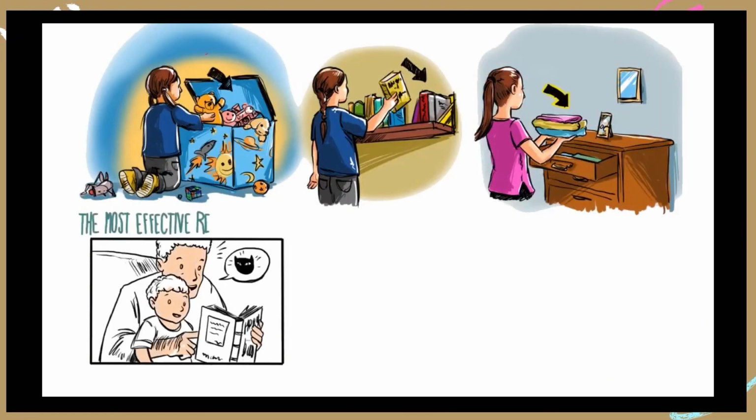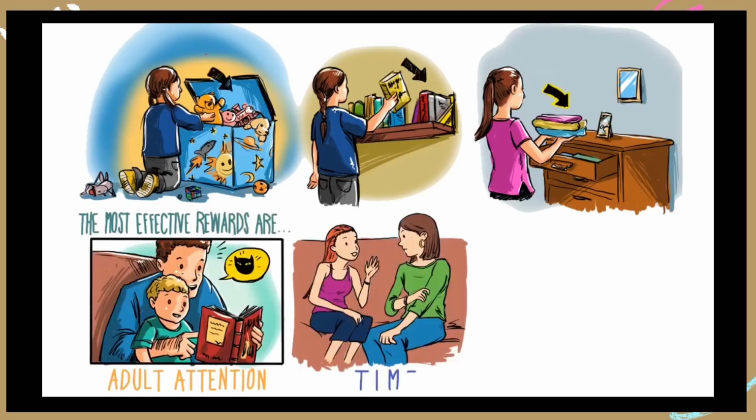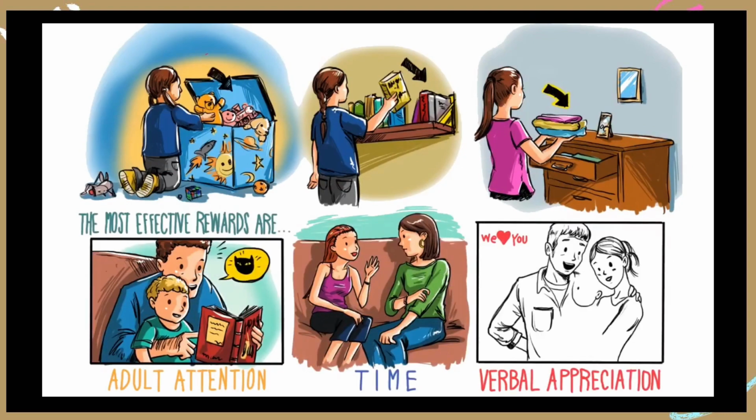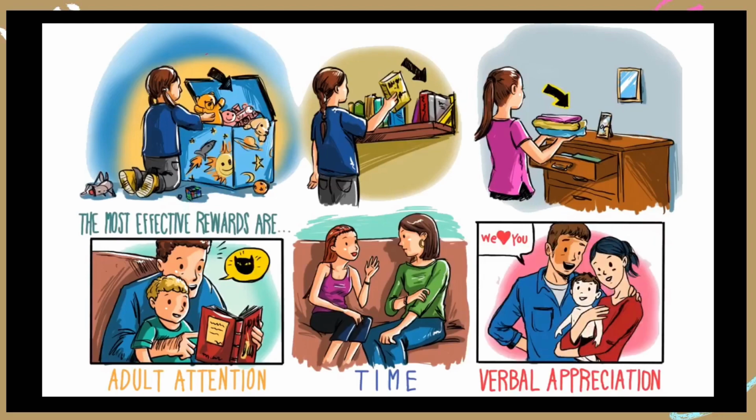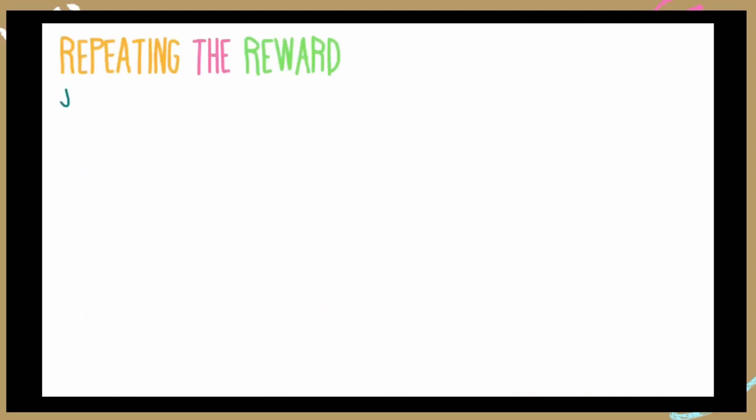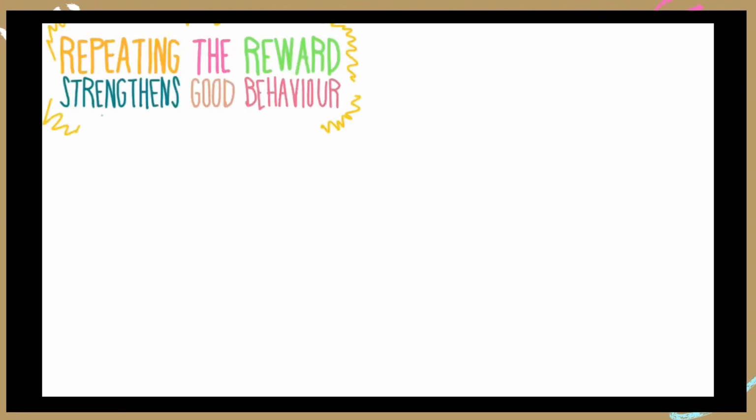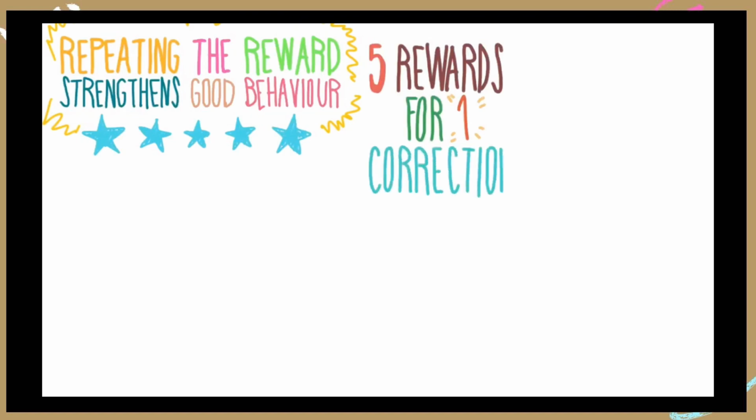The most effective rewards are adult attention, time, and verbal appreciation. Frequent and consistent positive feedback works best. Repeating the reward strengthens good behavior. A good standard is to give 5 positive reinforcements for each correction.